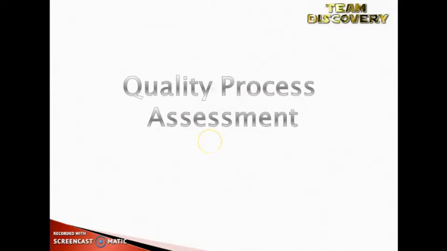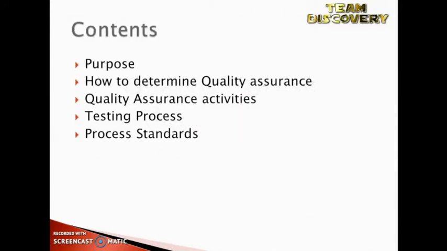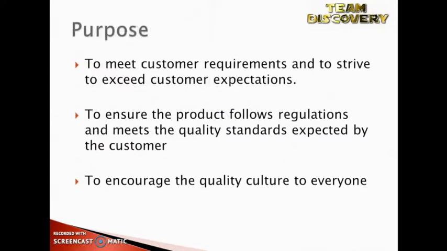Next, I'll present the quality process assessment. The contents are the purpose, how to determine quality assurance activity, testing process, and process standards. A quality management system is a formalized system that documents processes, procedures, and responsibilities for achieving quality policies and objectives. It also helps to coordinate and direct team activities to meet customers' expectations and requirements and improve its effectiveness and efficiency on a continuous basis.